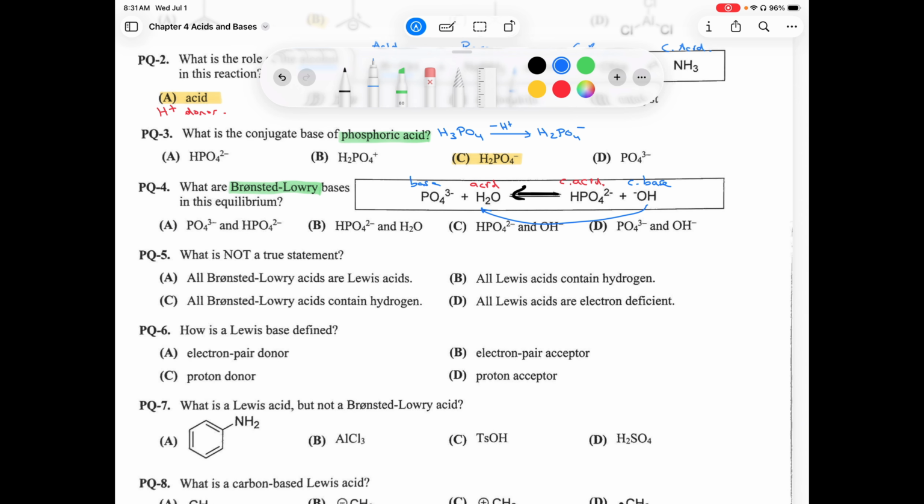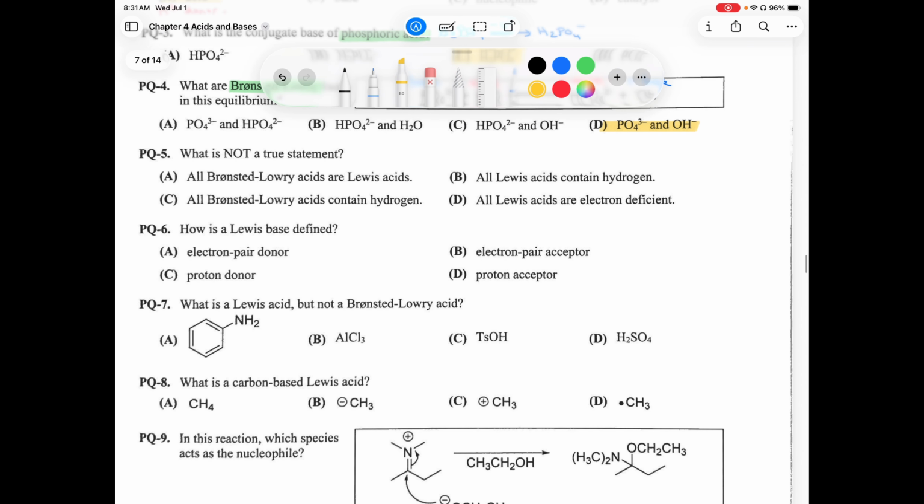It's gaining a proton when it becomes water in the reverse direction. And so our bases are going to be the phosphate and hydroxide. So our answer is D. Moving on to question number 5.